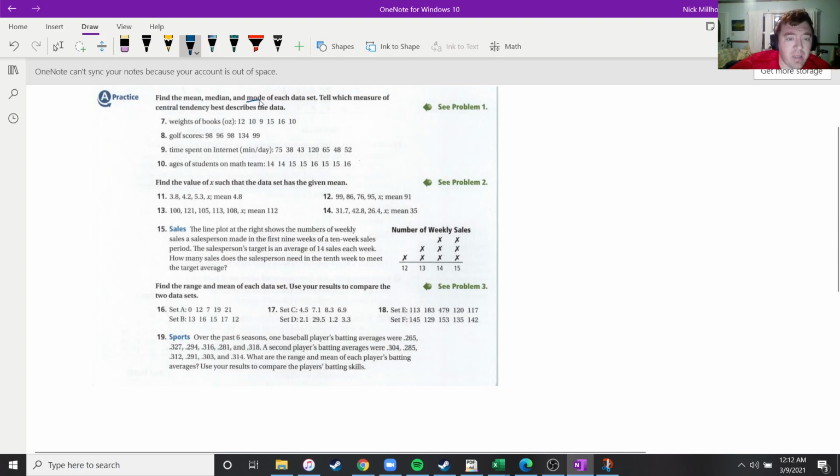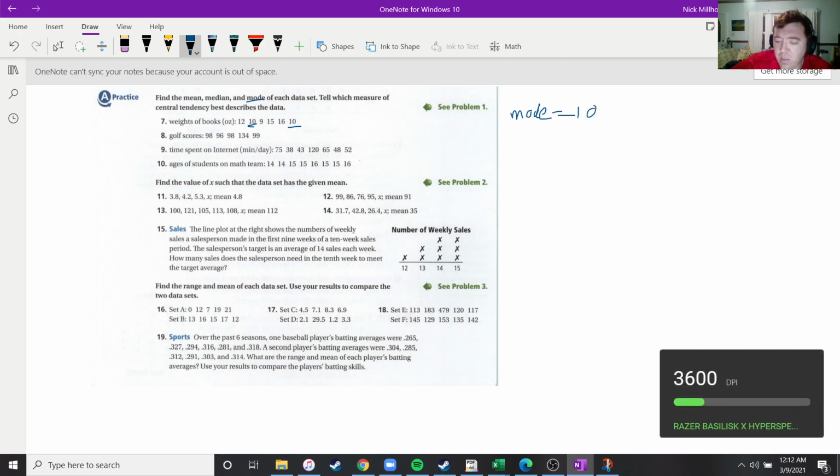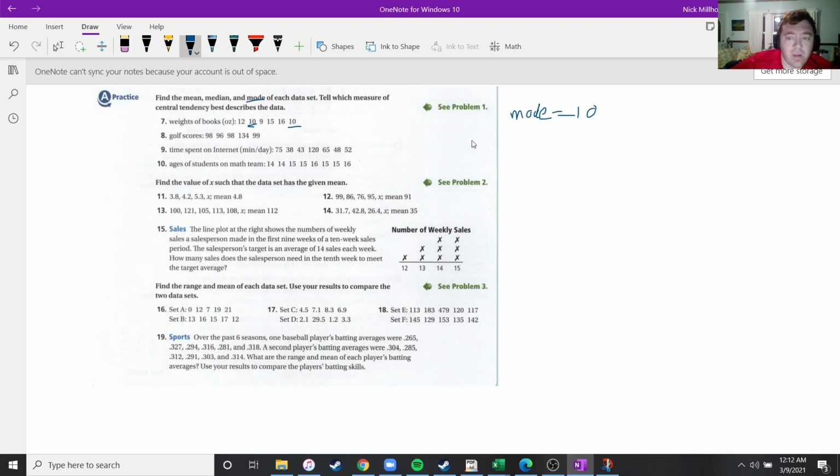In my opinion, the easiest one to find is the mode. All you're looking for is to see, do any numbers repeat, and if so, which one repeats the most. So look at number 7. We've got 10 and 10. It's the only number that repeats. So our mode is 10. Okay, there we go.